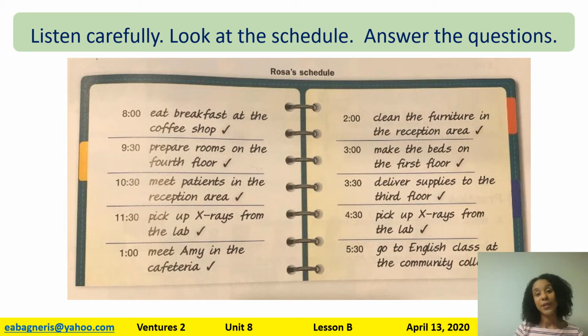So where did Rosa go at 3 o'clock? She went to the first floor. What did she do there? She made the beds. How did you do? Let's look at the last 3 examples. Where did Rosa go at 3:30? Can you ask the question?